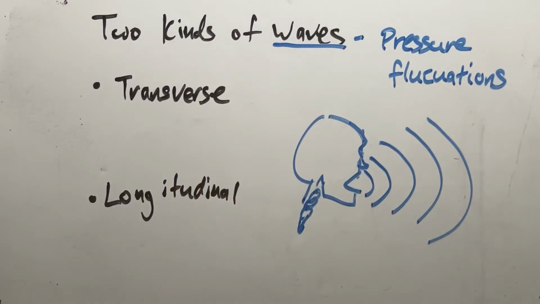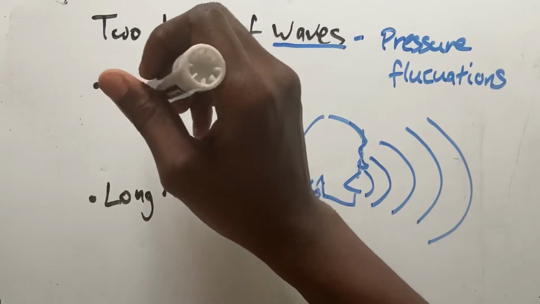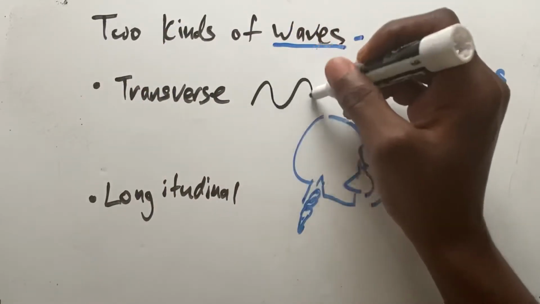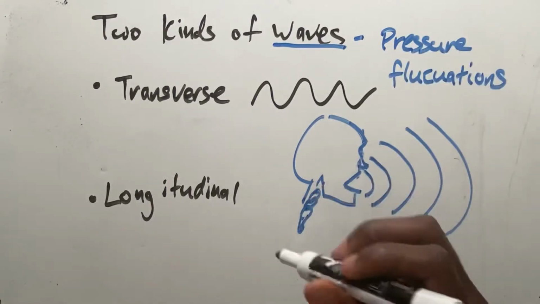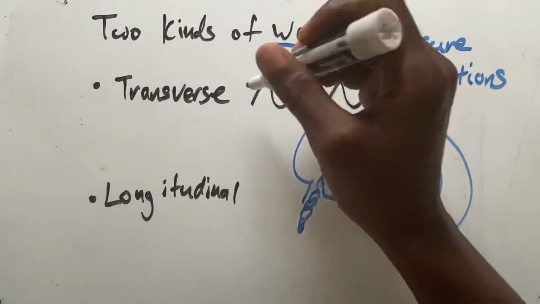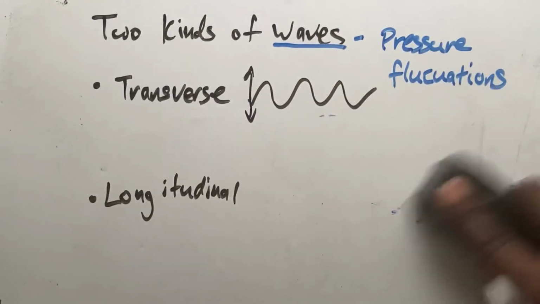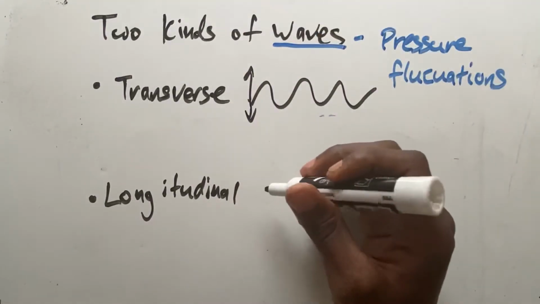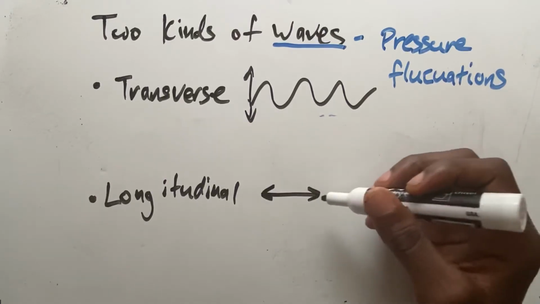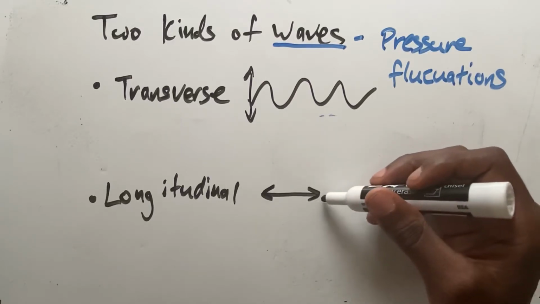Yeah, so transverse waves. This one goes up and down. Longitudinal waves go, how can I draw this? Let's see. They kind of go in and out. I guess, see how do they draw it?